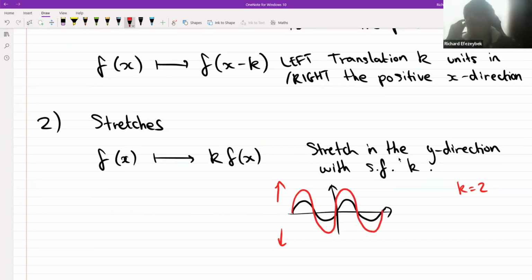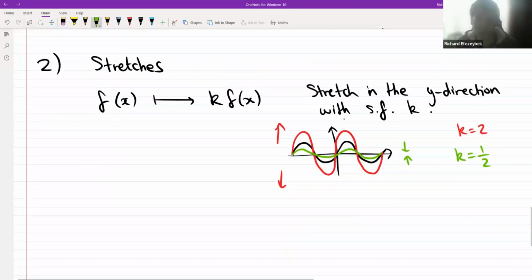Now, if my scale factor k is between 0 and 1, this will be a compression rather than a stretch. For example, if I have something like this, a plausible value of k would be something like a half. So in this case, it's actually gone inwards. But we keep the language consistent when talking about these stretches, and we always refer to them as stretches, when writing on paper, rather than compressions.